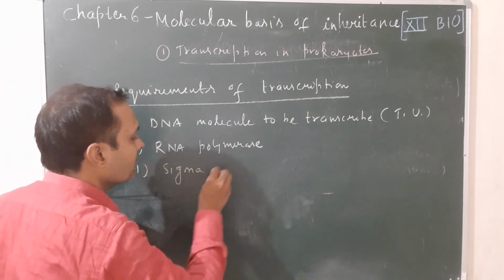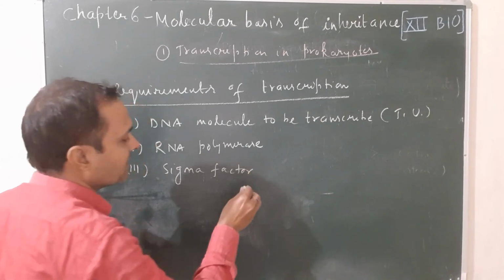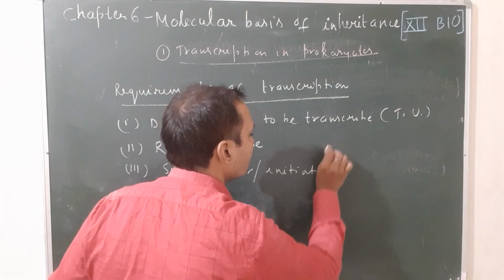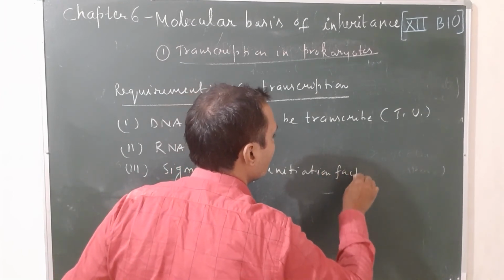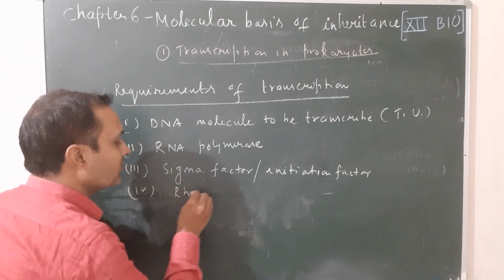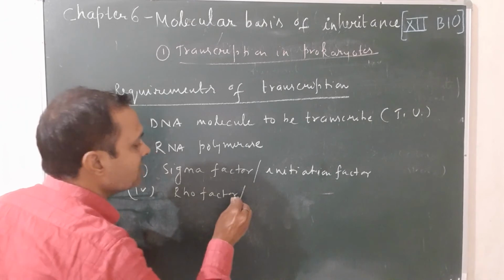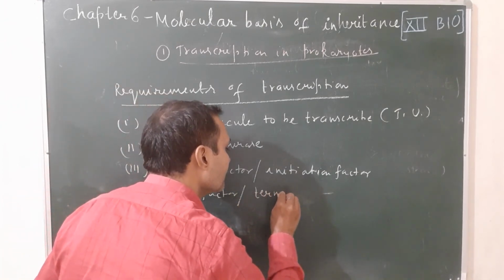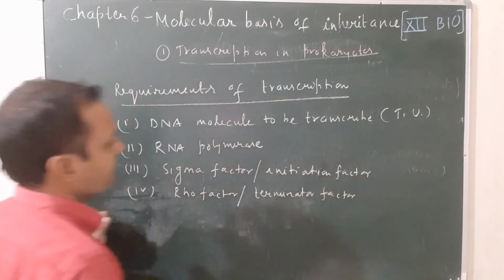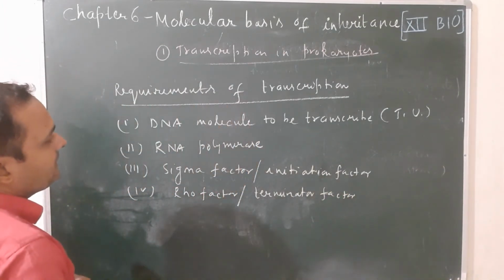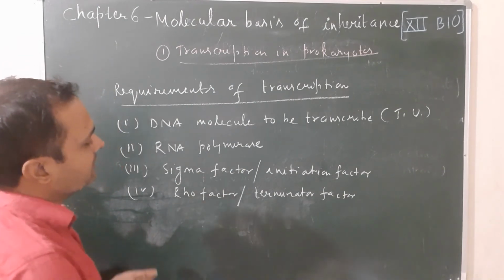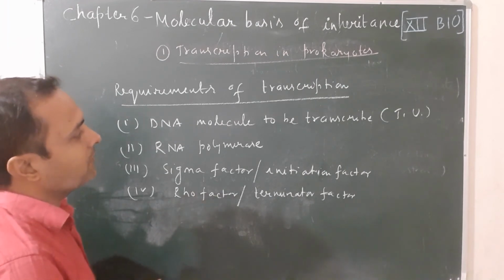The sigma factor is also known as the initiation factor. Next is the rho factor. The rho factor is also known as the terminator factor. So these are the basic requirements for the process of transcription.